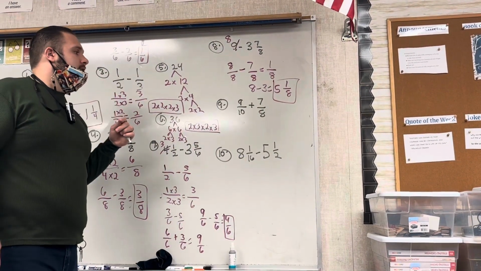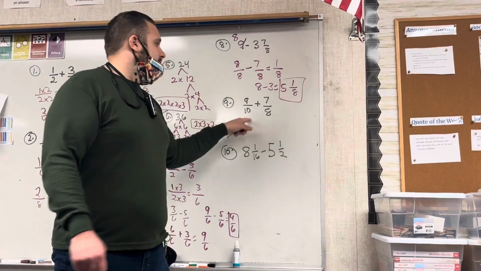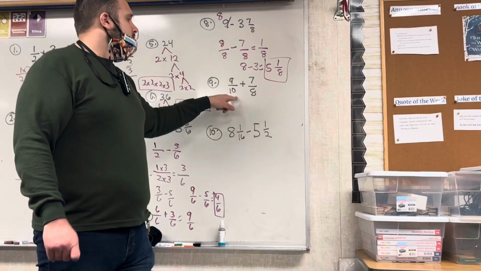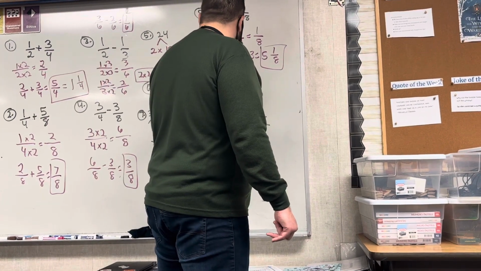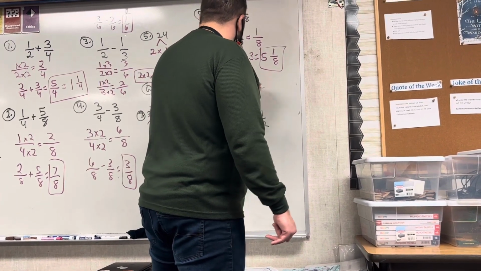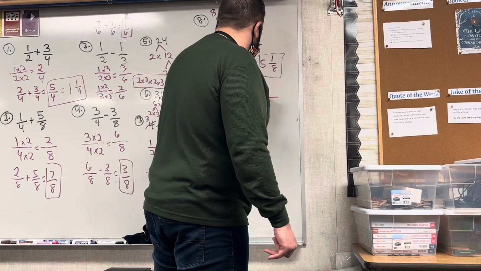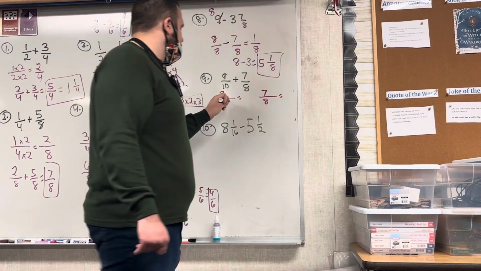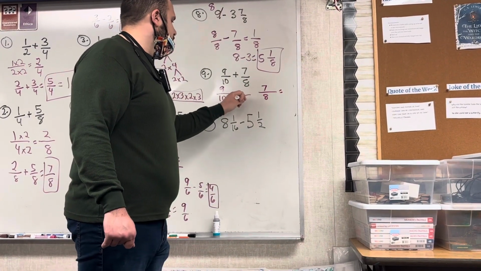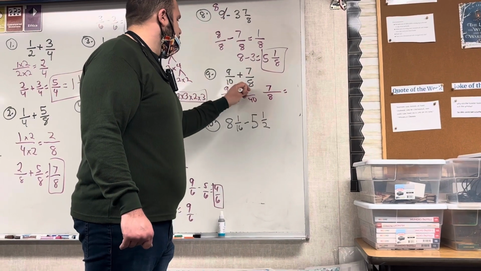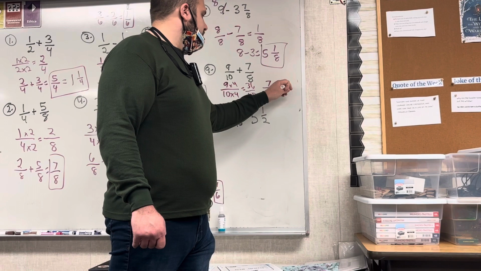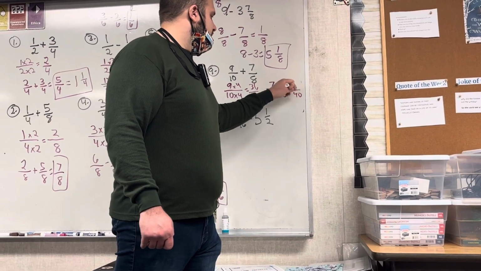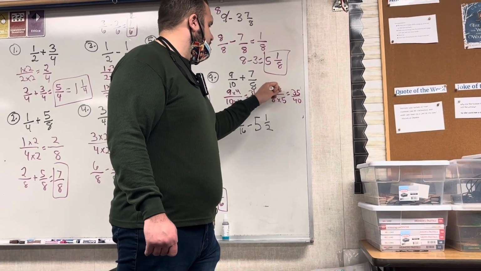All right, number 9. I got 9/10 and 7/8. I know that 40 is a common denominator. 9 over 10 and 7 over 8. 40 is a common denominator. 10 times 4 is 40. 9 times 4 is 36. 8 times 5 is 40. 7 times 5 is 35.